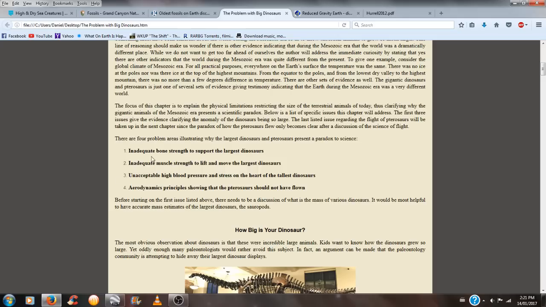These are the problems with the dinosaurs, okay? Inadequate bone strength to support the largest dinosaurs, right? So it's been found that their bones just are not strong enough. When you analyze them, they're not dense enough to support their weight, basically, right? And inadequate muscle strength to lift and move the largest dinosaurs. Their muscles weren't strong enough, right? These animals, if they were to live in today's gravity, they would collapse under their own weight. They just would not be able to function, survive.